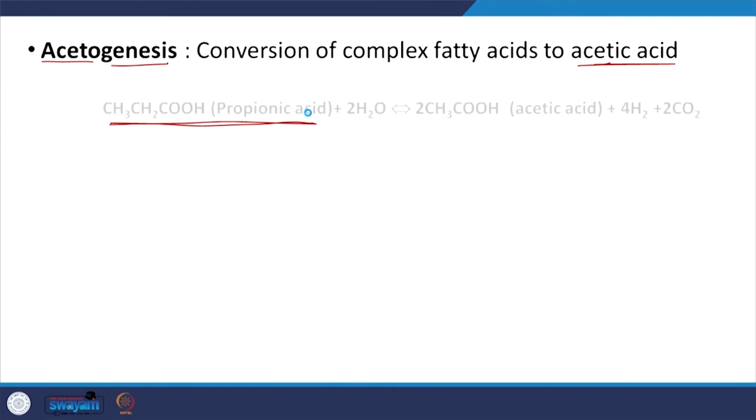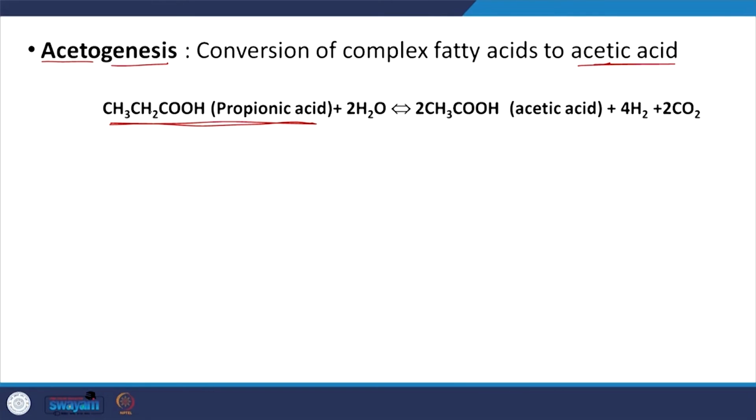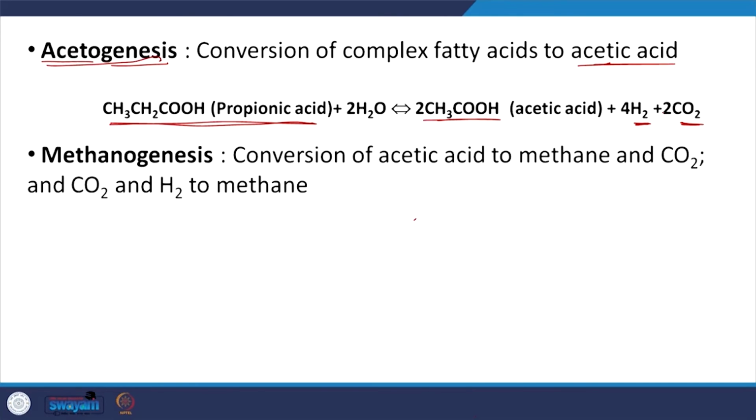Some of these intermediate volatile fatty acids can be propionic acid, and that now is going to undergo acetogenesis, and you are going to have formation of acetic acid here, and as you can see, hydrogen and carbon dioxide are given out too. Note that hydrogen is starting to accumulate. And then methanogenesis, this acetic acid which is formed here is going to be converted to methane and CO2. So, let us see what happens.